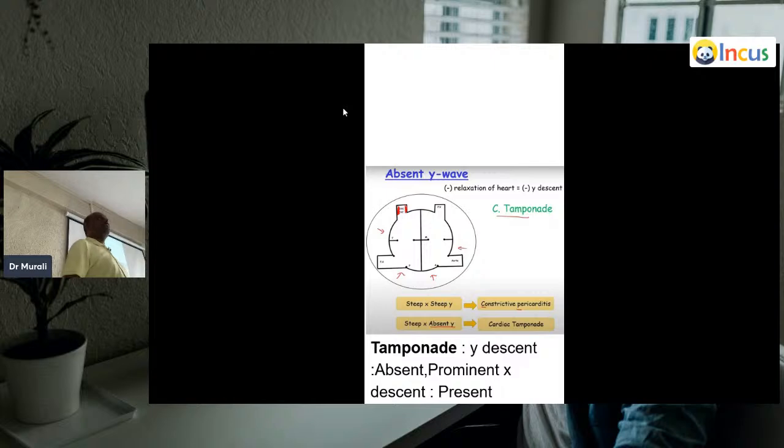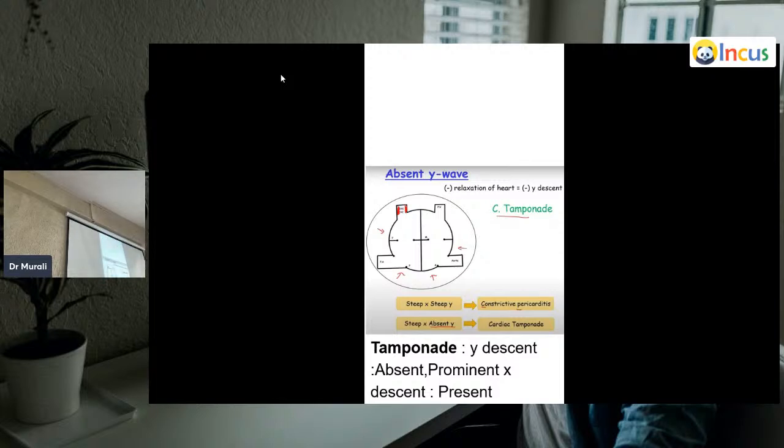Why does Y descent happen? The moment the tricuspid valve opens, atrial blood will flow into the ventricle, and that leads to the development of Y descent. But if there is a tamponade, what will the tamponade be doing? Tamponade will be pressing the ventricle, just like you are pressing under your foot. You put a football and you are pressing with your foot. Like that, it is pressing on the ventricle. It will exaggerate the pressure. It is pressing the ventricle.